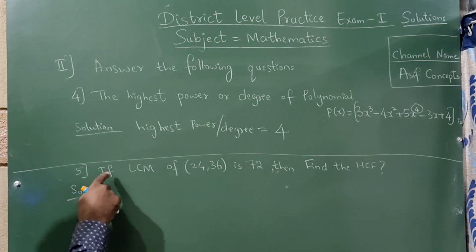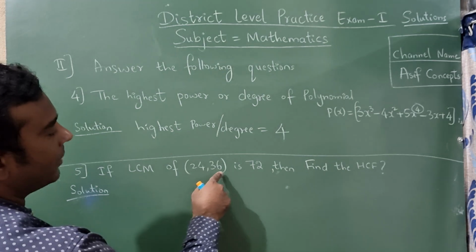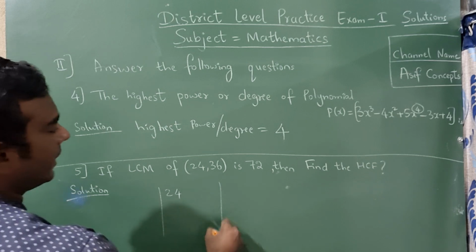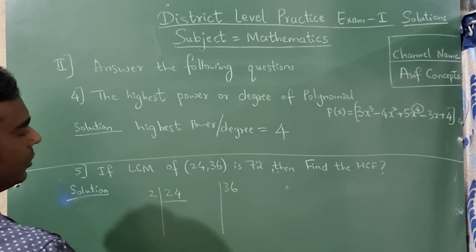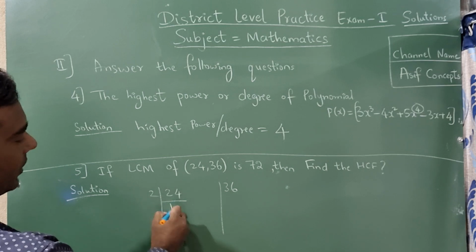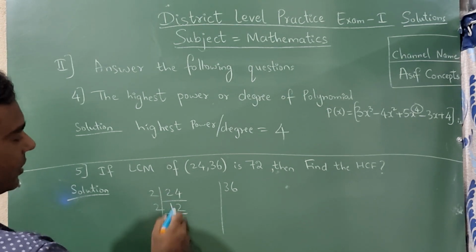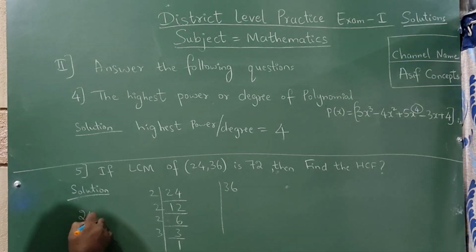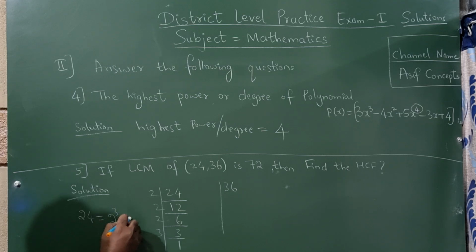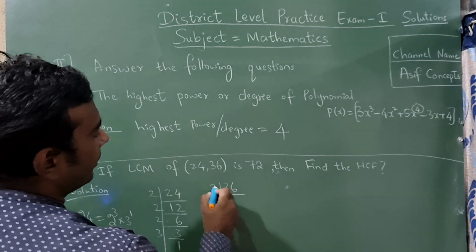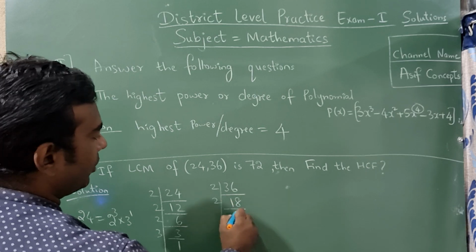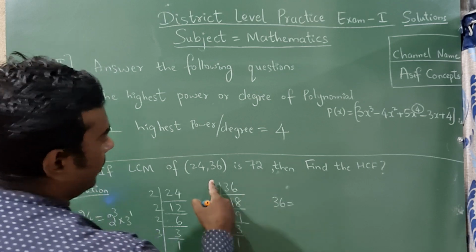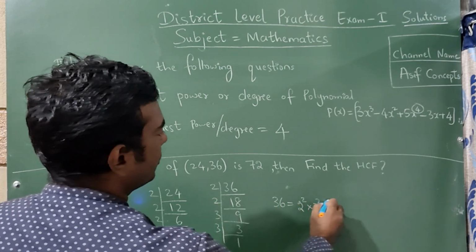Now fifth question is, if LCM of 24, 36 is 72, then find the HCF. So what I am going to do here is, I am going to write 24 like this and 36. Here 2 1s are 2, 2 2s are 4, 2 6s are 12, 2 3s are 6 and 3 1s are 3. Fine. So 24 can be written as 2 raised to 3 and 3 raised to 1. And on this side, 2 1s are 2, 2 8s are 16, 2 9s are 18, 3 3s are 9 and 3 1s are 3. So it is 2 raised to 2 and 3 raised to 2.